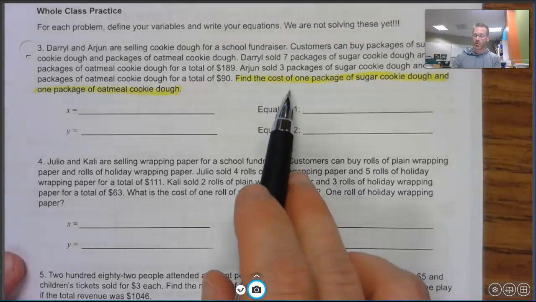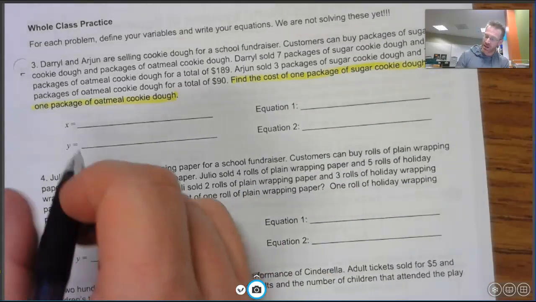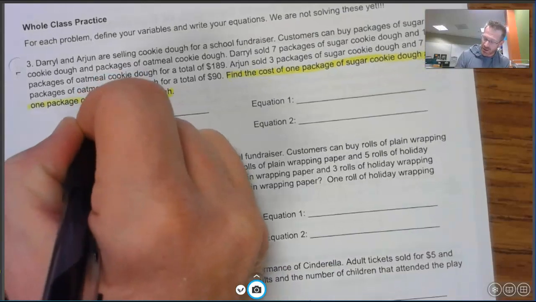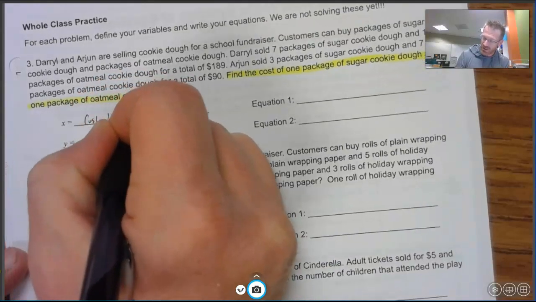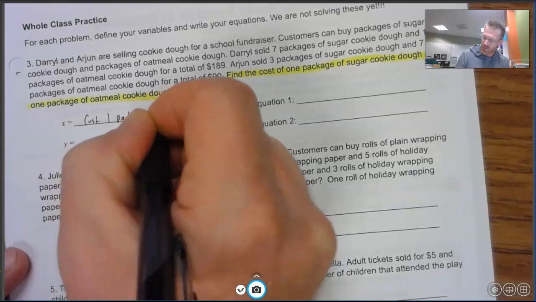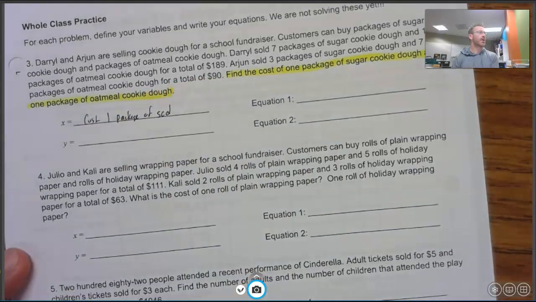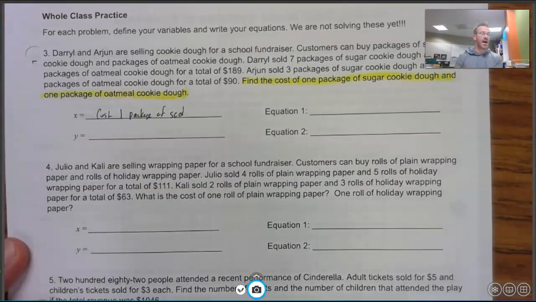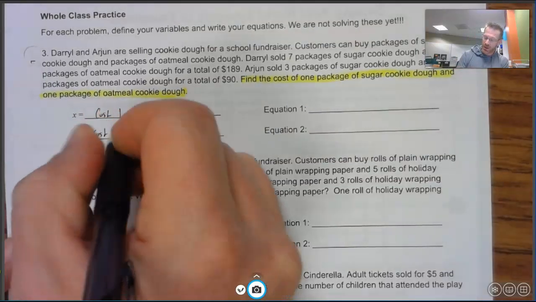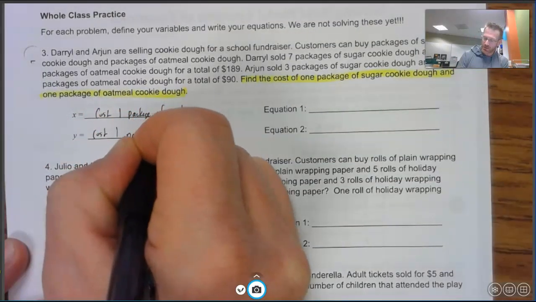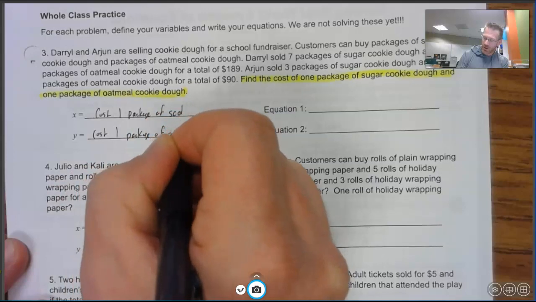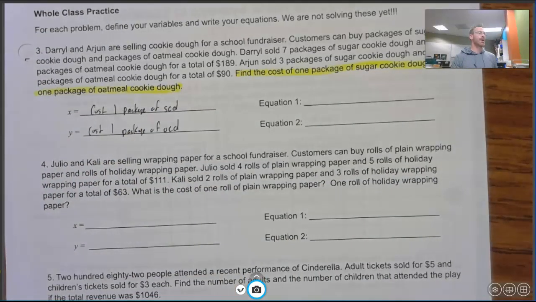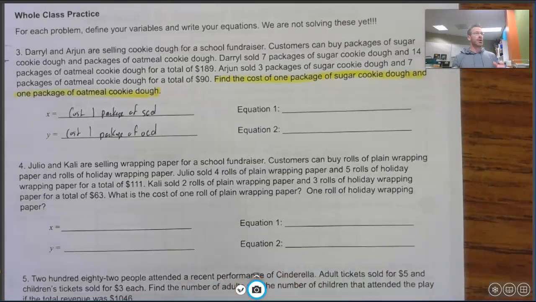But I'm just going to go in order here. Since sugar cookie dough came first, I'm going to let X be the cost of 1 package of sugar cookie dough. And then I'm going to let Y be the cost of 1 package of oatmeal cookie dough. So that is what we're looking for.